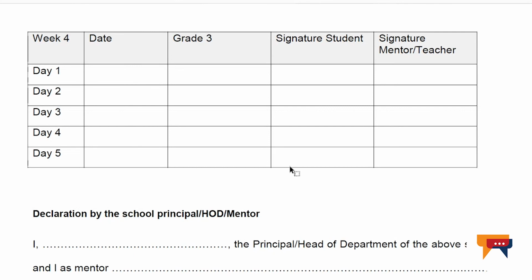If we find that you have included days which are school holidays or public holidays, you fail. If we see that you repeated dates, like the same day appears for grade 3 or grade 2 or grade 1 or grade R, it's an immediate fail because then it is not 20 days. Your signature is important. The mentor signature is important.